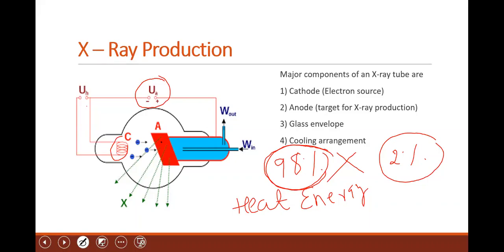That's why we are using high melting point materials. This is about the construction and all. How to write the working?